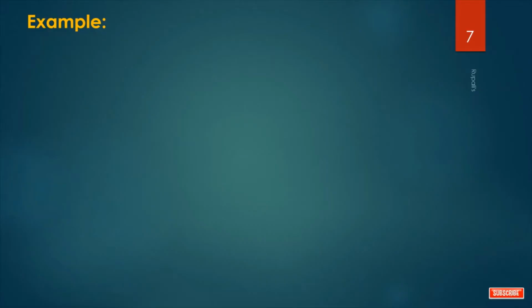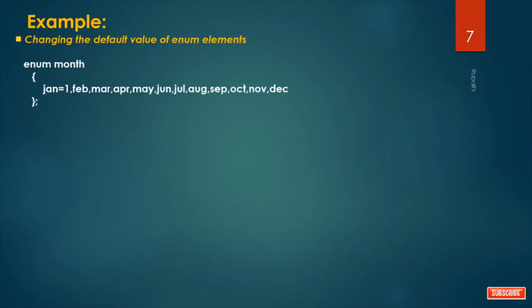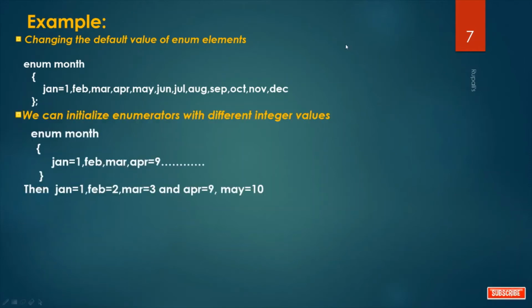Now we discuss different cases. First is we can change the default value of enum elements. That is, if I write Jan equals to 1, automatically February is 2, March is 3, April is 4. In this way it automatically takes. We can initialize enumerator with different integer values. That is, Jan equals to 1, then February automatically takes 2, March takes 3.